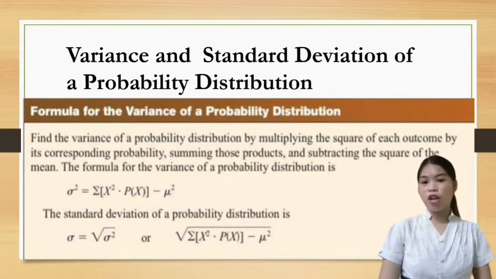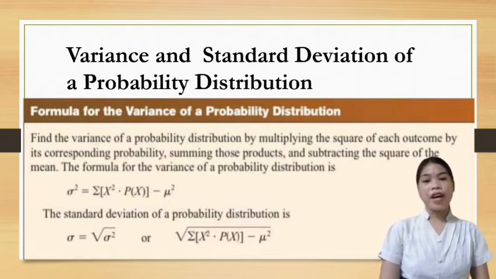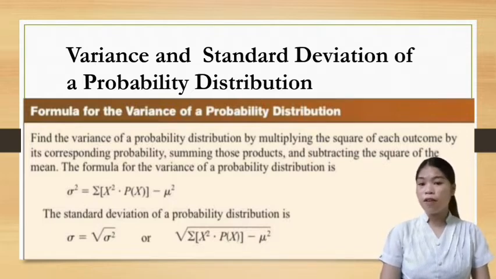Now, let's move on to the variance and standard deviation of a probability distribution. We can find the variance of a probability distribution by multiplying the square of each outcome by its corresponding probability.